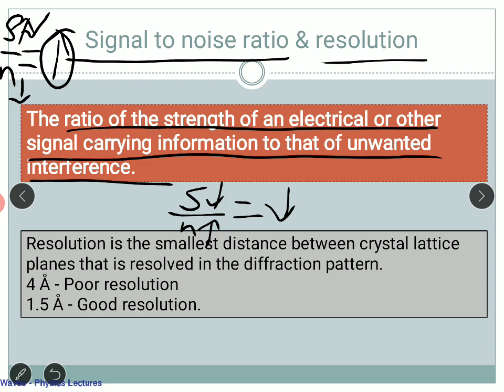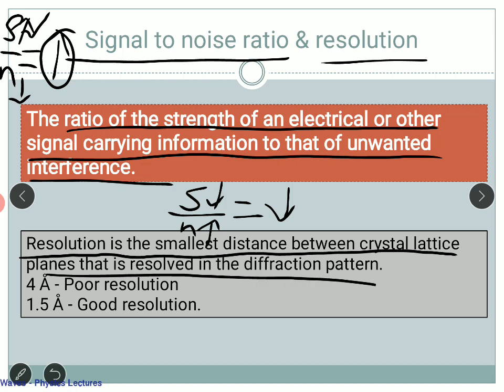What is resolution? Now resolution, as I told you in the previous slide, is the smallest distance between the crystal lattice planes that is resolved in the diffraction pattern. So if you have two crystal lattice points which are very close to each other, and we can actually observe that in the XRD, that means the system has a very good resolution.